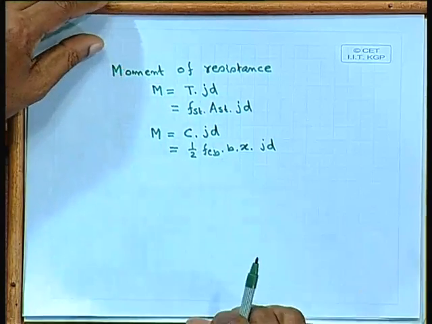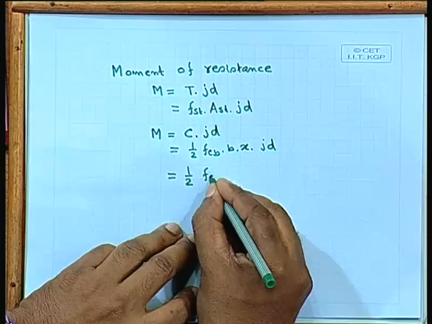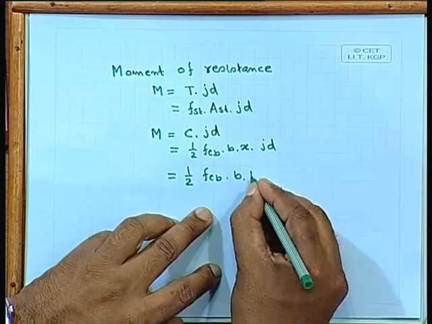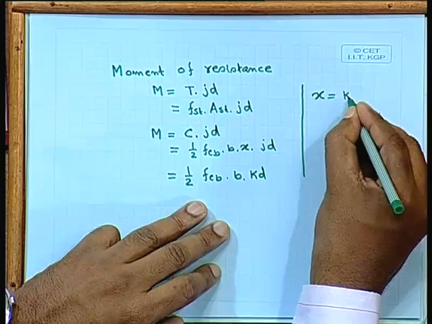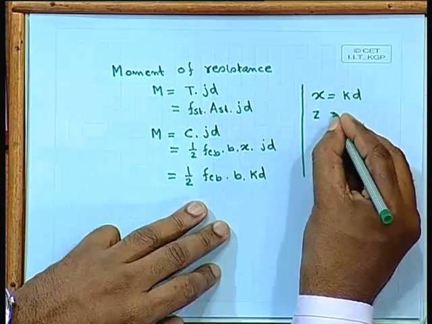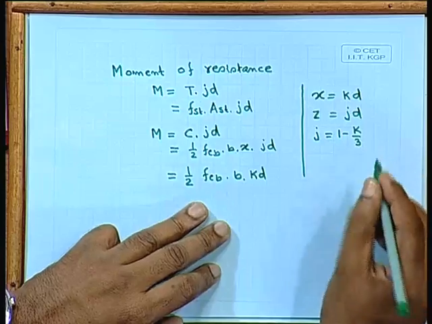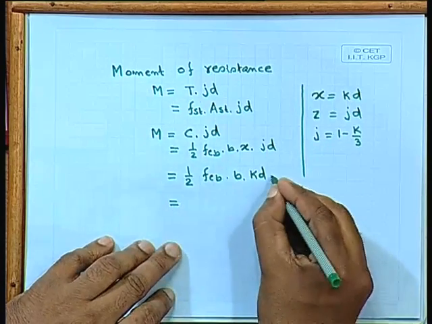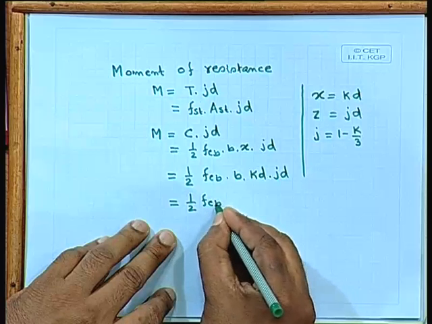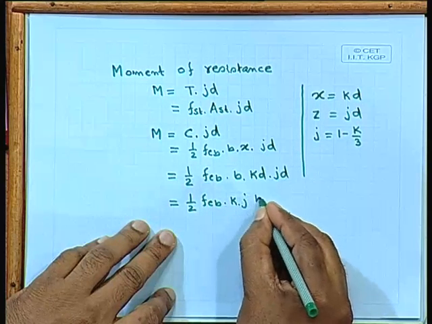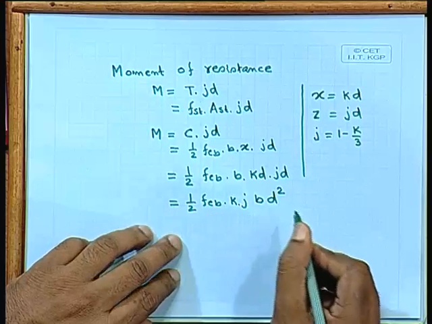So, M equal to C times jd, which equals half fcb times b, and x is nothing but kd, as I have already told. Let me write down here: x equal to kd, z equal to jd, j equal to 1 minus k by 3. Already we have done it, times jd. So, we can write half fcb k j b d square.